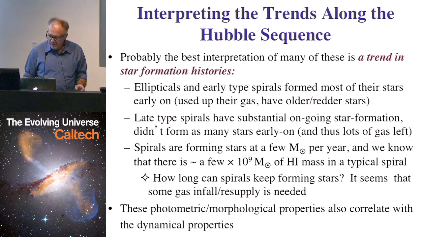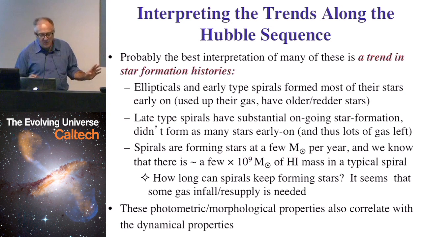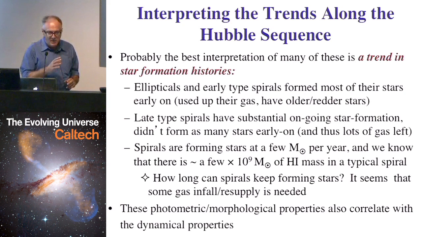So it is now generally agreed that as far as these observed properties are concerned, they can all be understood in terms of the different star formation histories, whereby ellipticals, or early types, form most of their stars early on, whereas spirals continue at a more or less uniform pace throughout the age of the universe.